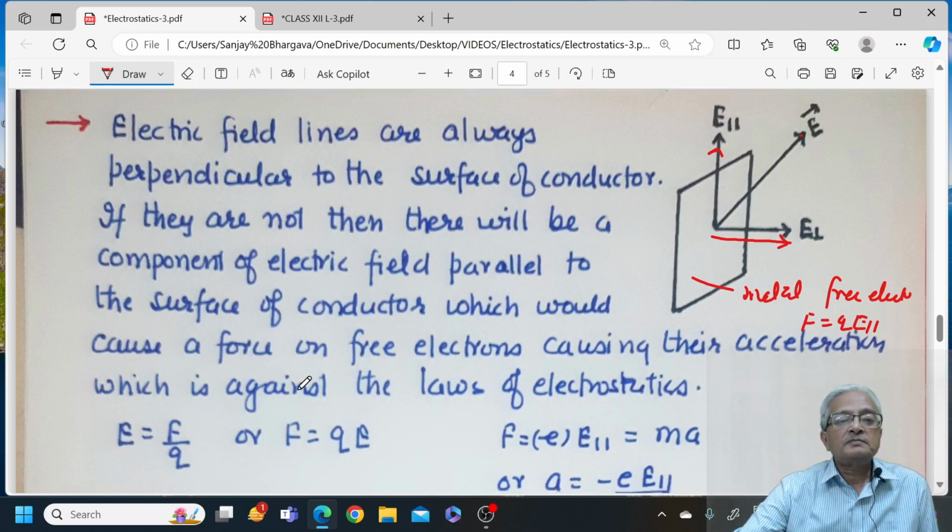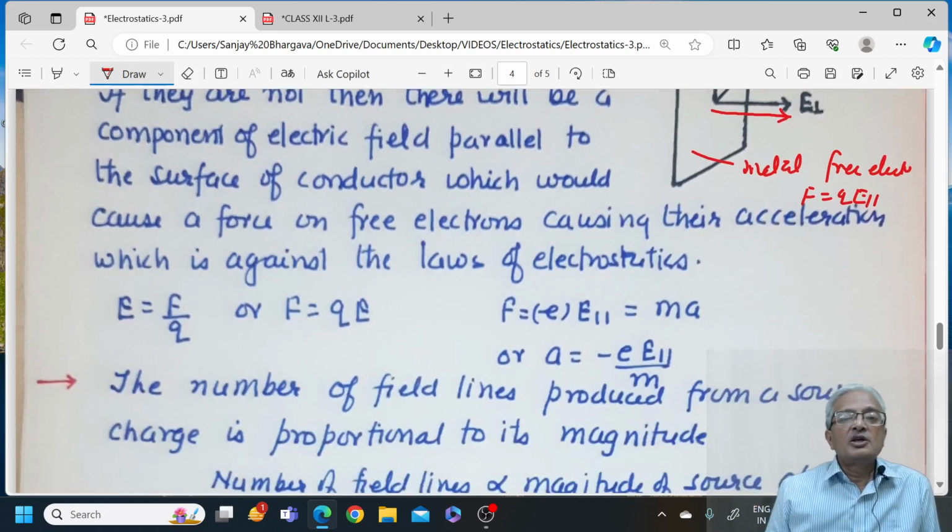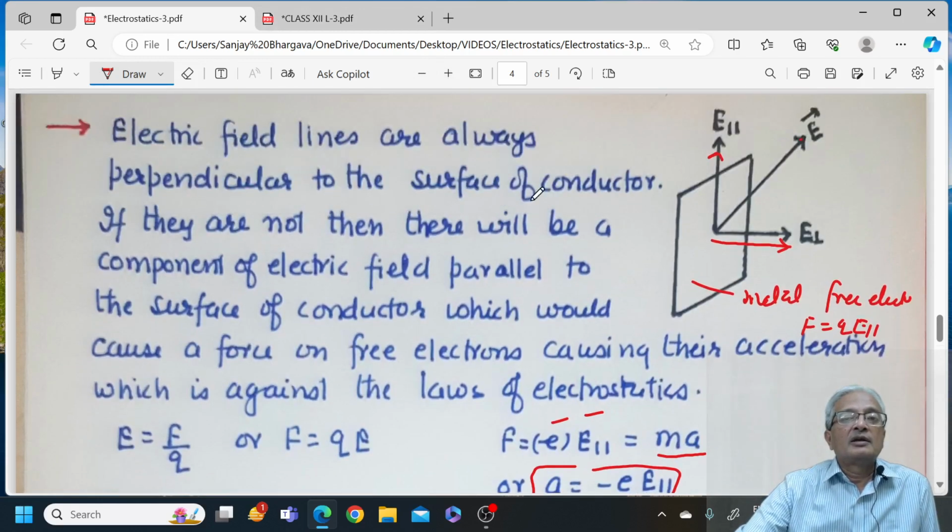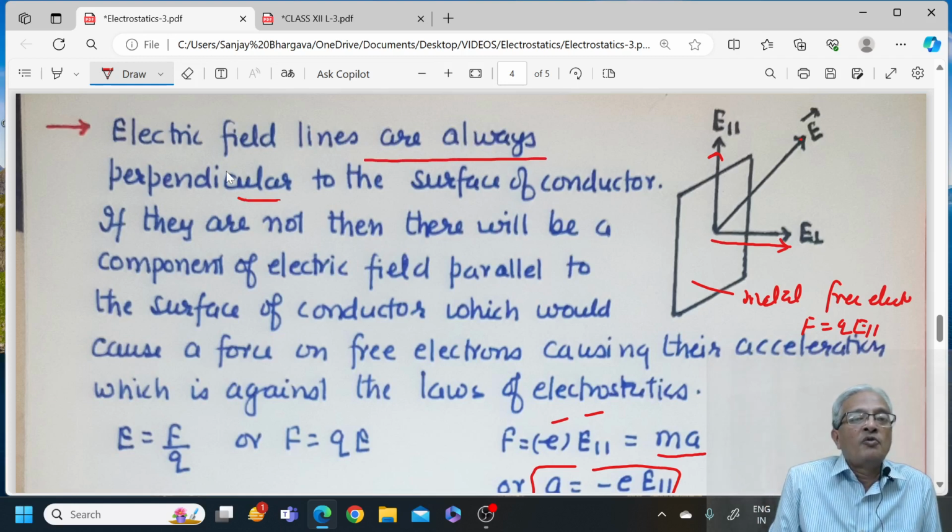So let us see. F = qE. So on the free electron, it would be F = -e E_parallel. Now force would be equal to mass times acceleration. So acceleration of the electron would be given by this equation, a = -e E_parallel / m. If acceleration takes place, then it is against the laws of electrostatics, and that is why the parallel component is never possible. Then which component is the leftover one? It is E perpendicular, and that is why we said electric field lines are always perpendicular to the surface of a conductor.